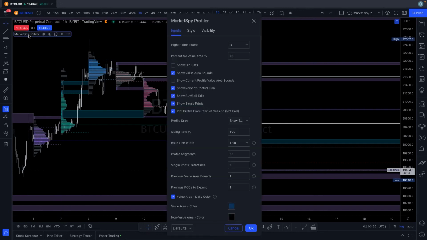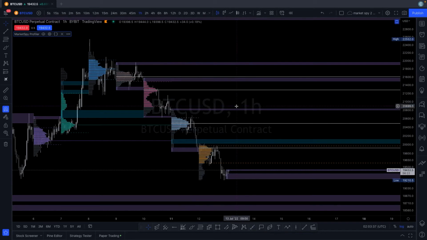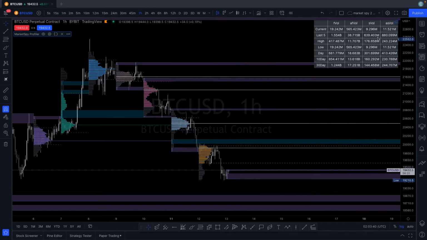But we're not done quite yet. When we go into the settings panel over here and we scroll all the way to the bottom, you see show volume table. Let's enable that really quick. As you can see in the top right of our screen up here, we have F volume, AF volume, S volume, and AS volume. That stands for future volume, your aggregated futures, your spot, and your aggregated spot. And you can see current, meaning 1 hour, the last, the high, the low, the day, the 10-day, the monthly. You have all of that.